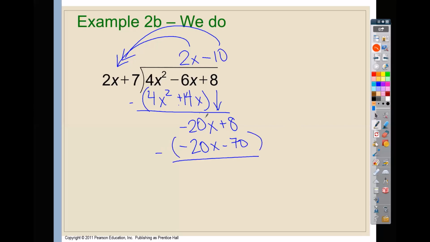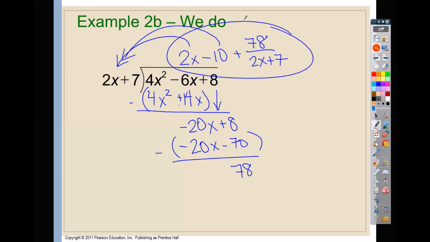When I subtract this, the 20x's go away, and I get 8 minus a negative 70, which would change into a plus, so I get a remainder of 78. So for your remainders, if it's a positive remainder, you put plus your remainder over your divisor. So it's 2x plus 7, and that would be my final answer.